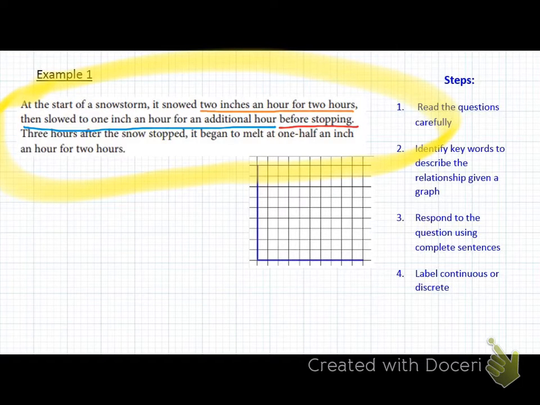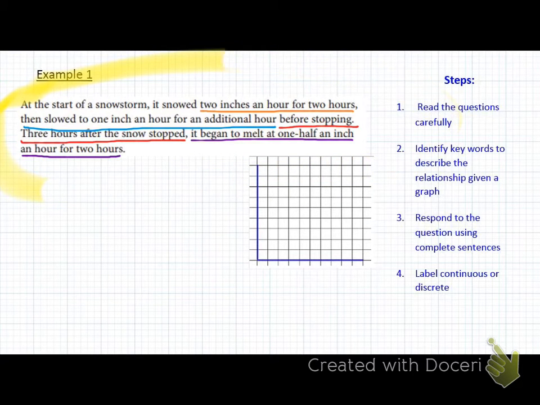And then it said 3 hours after the snow stopped, it began to melt. Okay, so I know it stopped for 3 hours, and then it began to melt at 1/2 an inch an hour for 2 hours. Okay, so I have some data here. I know there's a lot of colors up here, but it gives us an idea of what's going on. Okay, so here's my story. I'm going to erase some of this so it gets off my graph, okay? So I just focused on my story, and I'm figuring out what's going on.